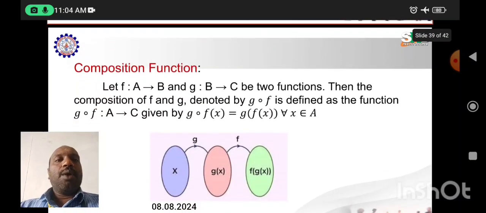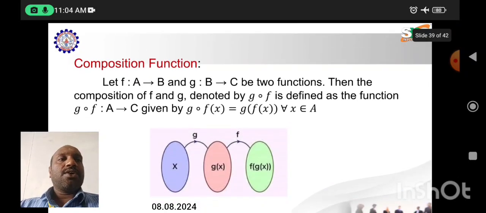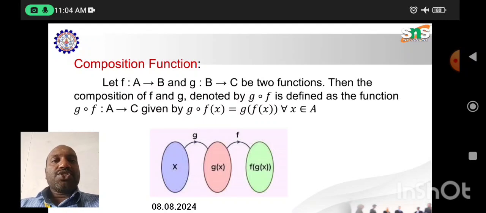And then the composite function is a very important one. Let f: A to B and g: B to C be two functions. Then the composition of f and g, denoted by g composite f, is defined as the function g composite f from A to C given by (g composite f)(x) equals g of f of x for all x belonging to A. See here, x will first go to the function f, giving f of x, and then f of x goes to the function g.